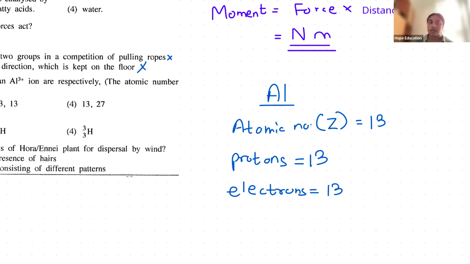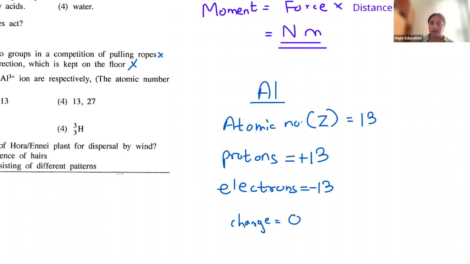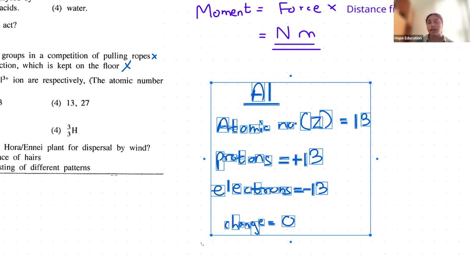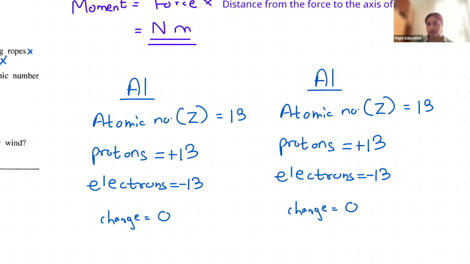Protons are positive. Since one proton is positive 1, there are 13 protons, that would be plus 13. Electrons are negative, therefore 13 electrons means minus 13. So plus 13 and minus 13 balance, and the charge here is 0. However, when you take Al3 plus, the situation is different. What is the number of protons here?